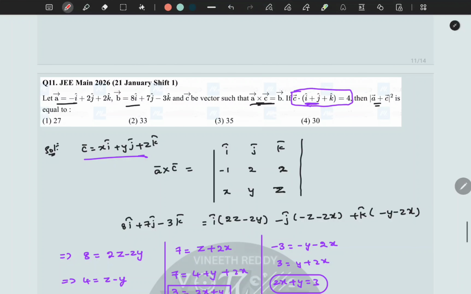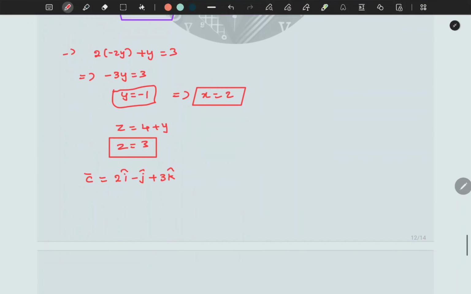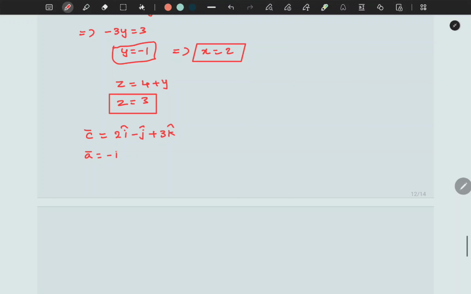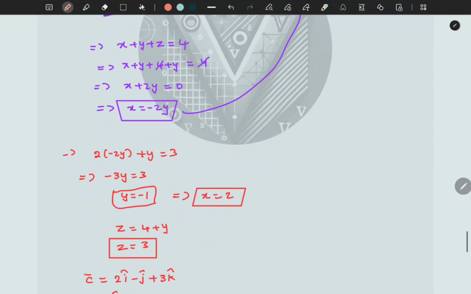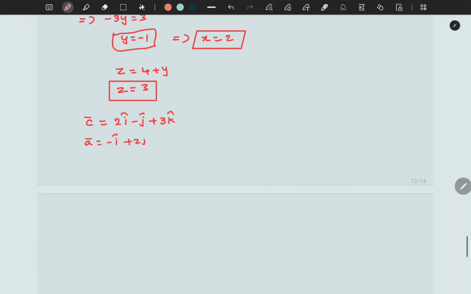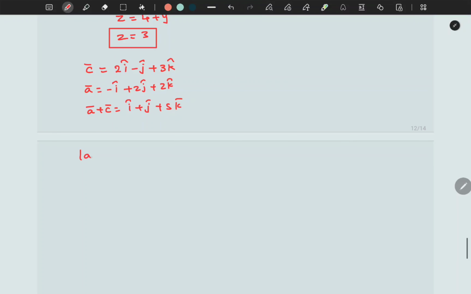Now what is he asking, dear students? He is asking us to find the value of mod of a plus c whole square. So what is a? A is minus i plus 2j plus 2k. Let me write down. A is minus i plus 2j plus 2k. So what will a plus c be? That will be i plus j plus 5k. So he is asking us to find the value of magnitude of a plus c whole square.